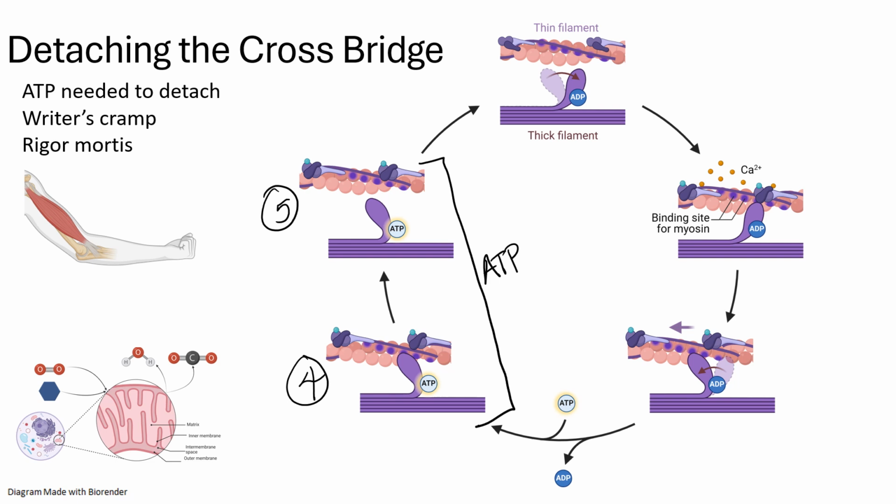ADP is present because we have used the ATP molecule to detach the cross bridge and cock the myosin head back into its original position. This is what allows the cycle to start again.